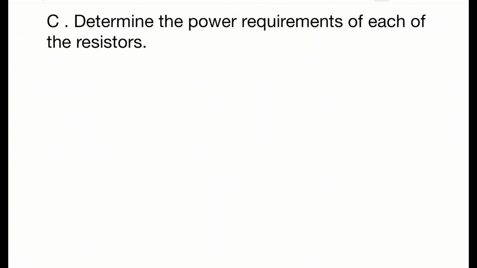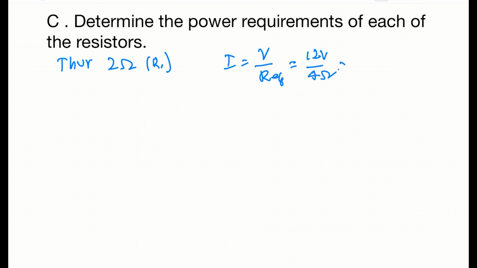Part C, determine the power requirements of each of the resistors. So let's start with the one that seems the simplest to look at, and that's the 2 ohm resistor, which is R1. And we know the current is going to be equal to the voltage divided by the equivalent resistance. We just calculated R equivalent. So it's 12 volts divided by 4 ohms, which is equal to 3 amps.